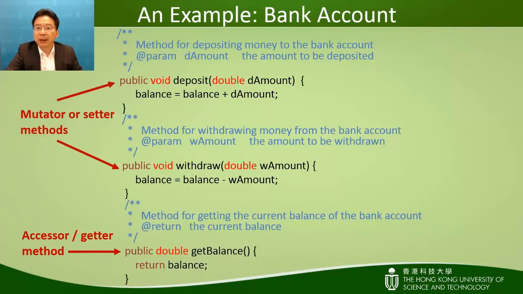The previous 2 methods, which modified the value of a private field, are often called mutator or setter methods. The use of accessor and mutator methods could help enforce data encapsulation and protect the fields from being accidentally modified.